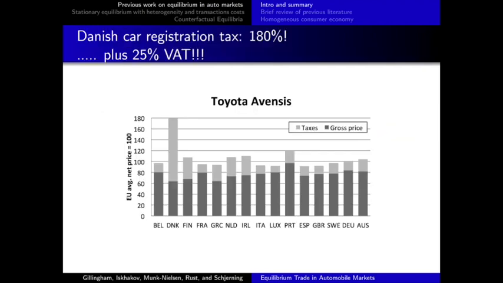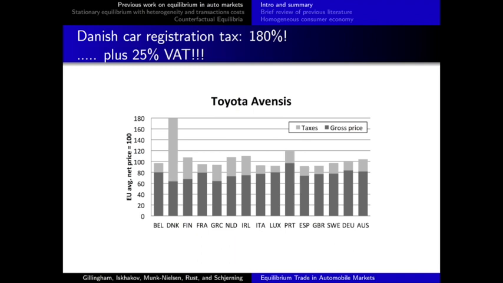So why are cars so expensive in Denmark? Well, that's because we are taxing them. It's not just because our Swedish brothers are heavily discriminating against the Danes. It's because we're paying very high registration taxes on new cars. The tax system is roughly so that there are some deductions at the bottom, and then above some kink, you will start paying 180% in registration tax.